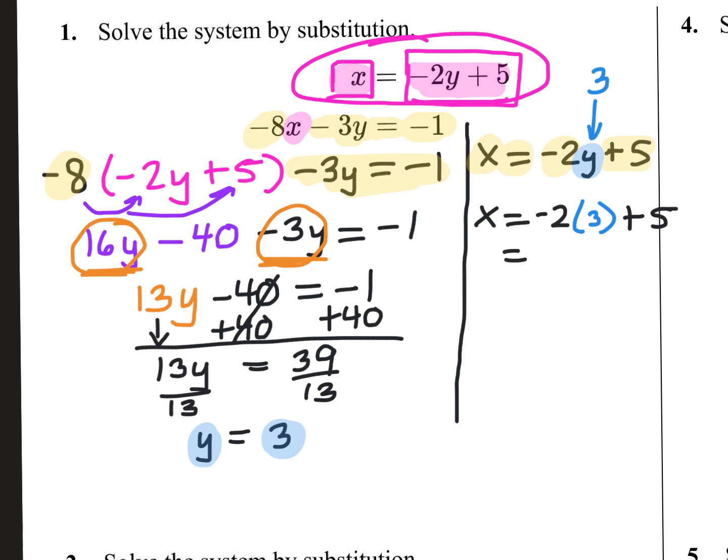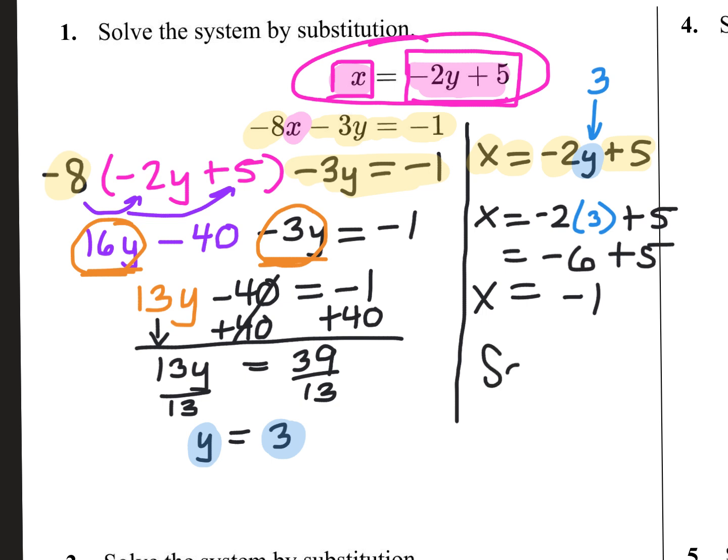So now I'm going to do my math. Negative 2 times 3 is negative 6. Negative 6 plus 5 is negative 1. So that means my x-coordinate is negative 1.